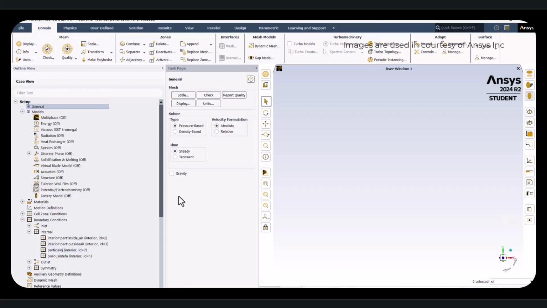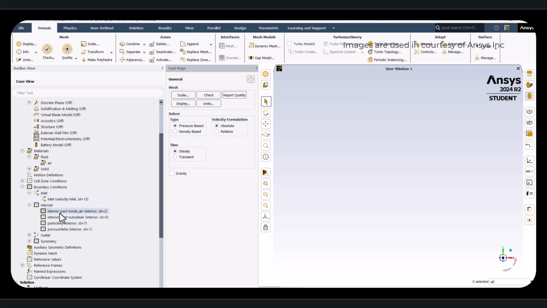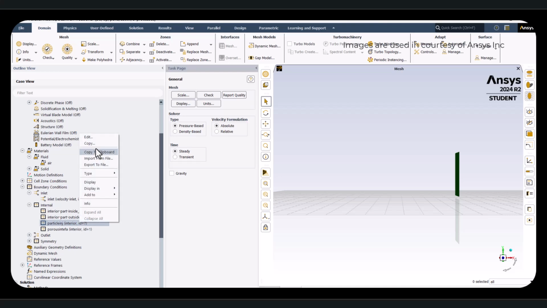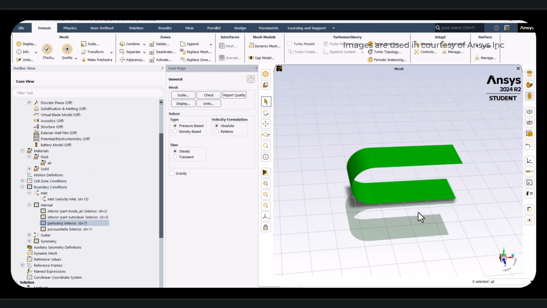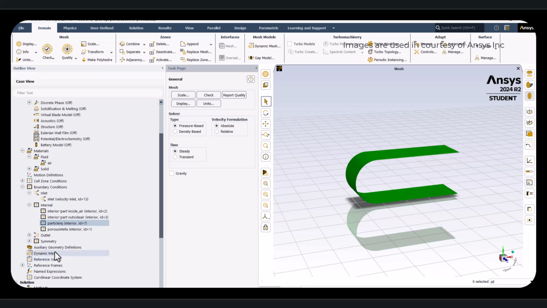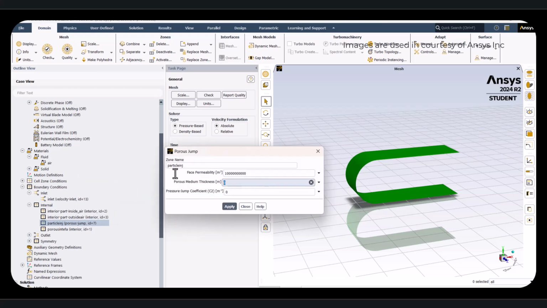So maybe first we'll go to it's a steady state. As we stated, we'll first run the steady state, and for this we'll have the air, and this is the porous interface. I'll show you, right? And these are the particles which it will trap. Now, for this interior, we'll change this to porous jump condition, right? And the porous media thickness, as we discussed, we'll give it as this one, and this is 8000.